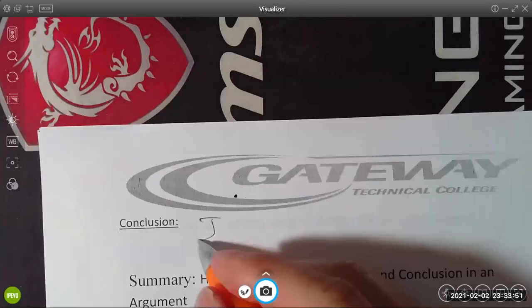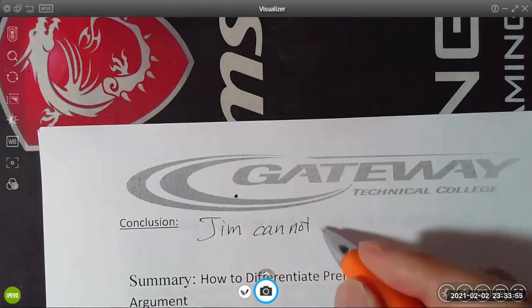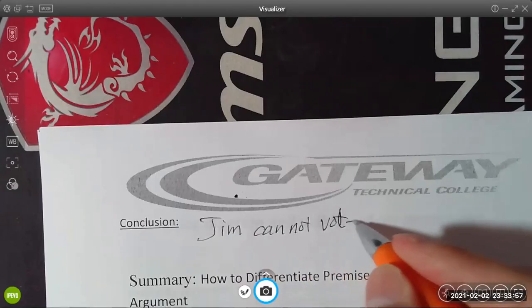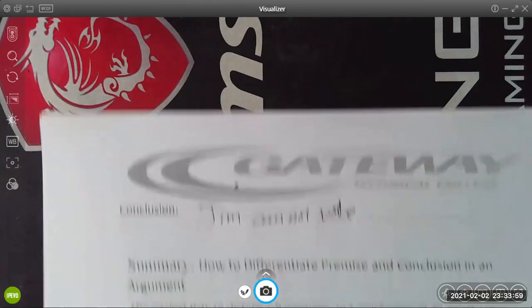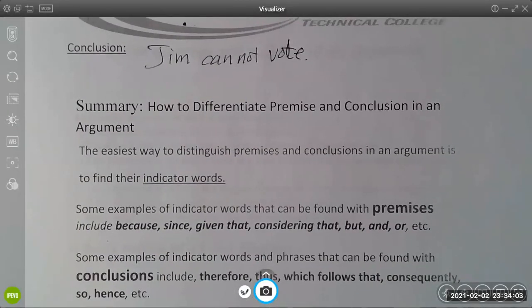Next page, we get a conclusion. Jim cannot vote. Yeah, that's it. Now we have 4 examples. Let's summarize this whole thing to see if we can make it easier for you to tell the difference between premises and conclusion in a given argument.